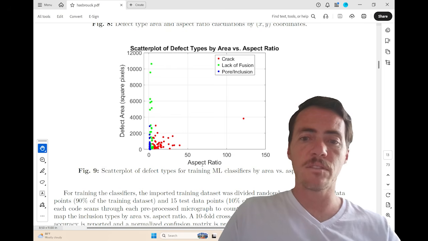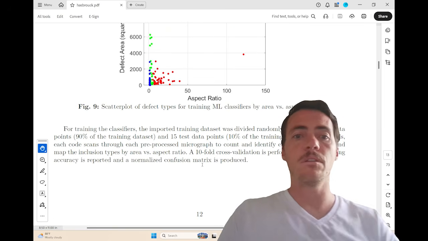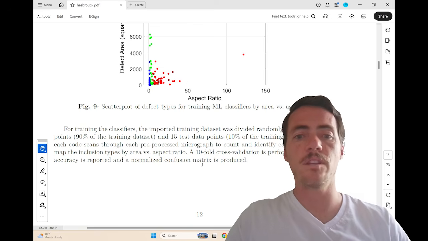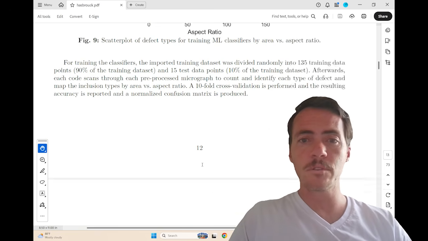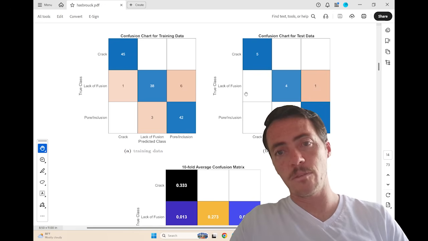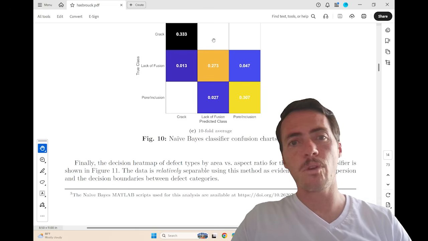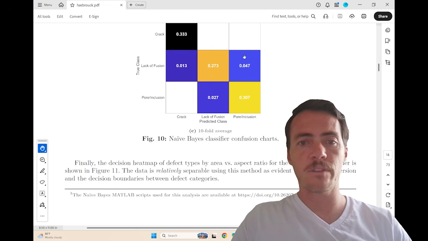They actually test this on 135 data points. They use 90% for training and 10% for testing, which is 15 test points, and they tried two different algorithms. Here's the results for a Naïve Bayes classifier. Obviously for the test data set, that's looking pretty good. Most of the data is along this diagonal where you'd expect it to be. When they do cross folds, you start to see some errors as outliers.